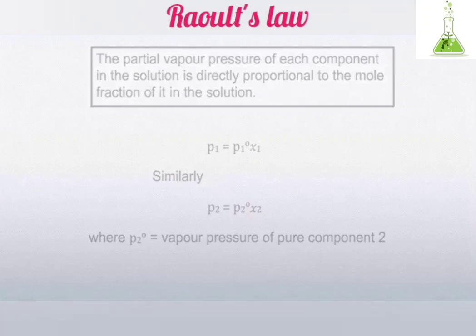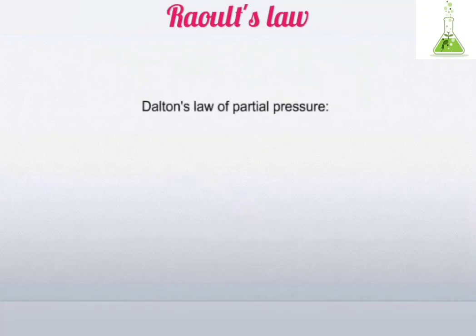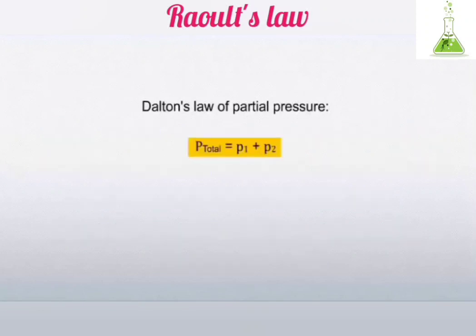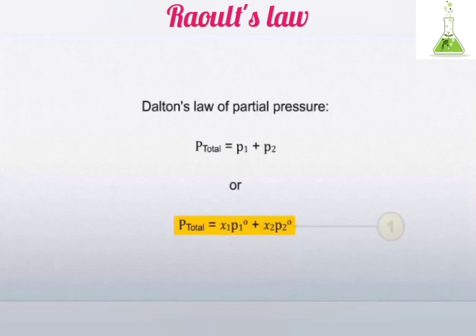Now we will study Dalton's law of partial pressure. According to Dalton's law of partial pressure, the total vapor pressure of a mixture is the sum of the individual vapor pressures of the components of the mixture. P total is equal to P1 plus P2. Or we can define P total is equal to X1 P1 naught plus X2 P2 naught. Let this be equation number 1.